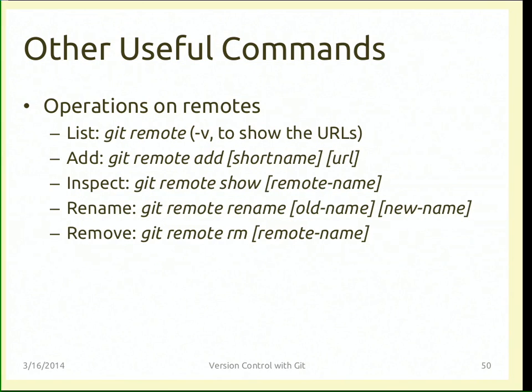Remote operations. git remote shows all the remotes you have configured for your computer. git remote add adds a remote. git remote show inspects a remote and gives you the details, all the properties of that remote. git remote rename renames a remote, for example from origin to something else. git remote remove removes a remote.